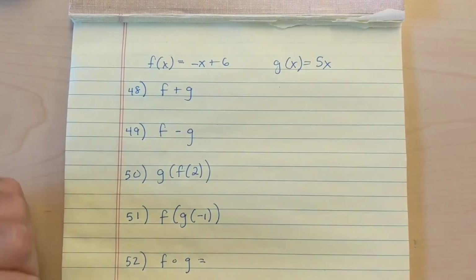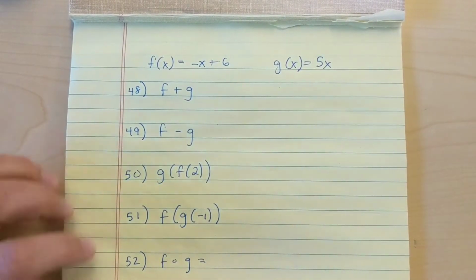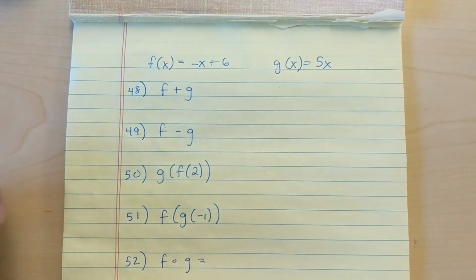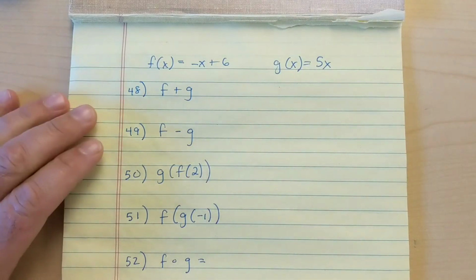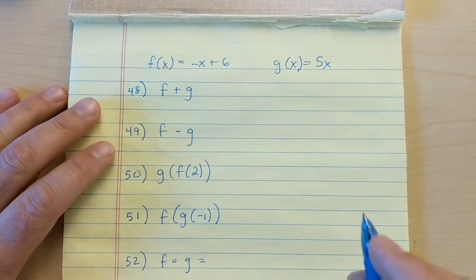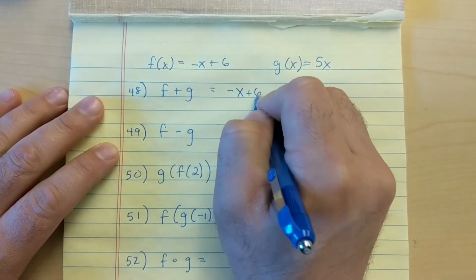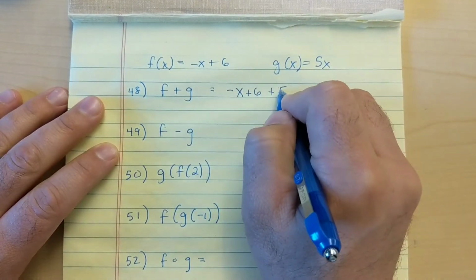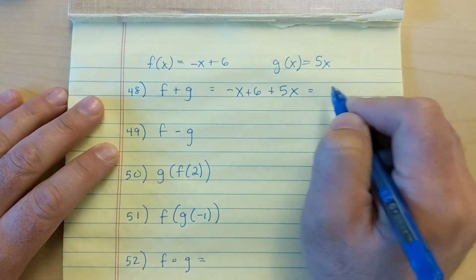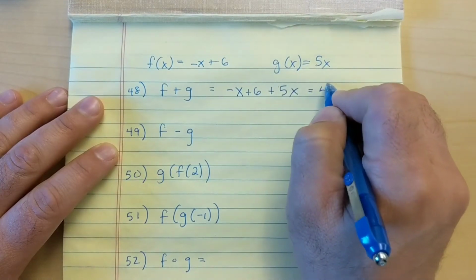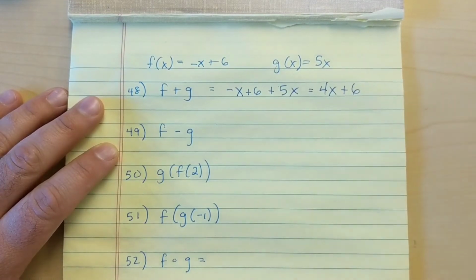Okay, on our review, we have problems 48 to 52 here. We're adding, subtracting, composing, and then dividing in these problems. So first of all, 48, we're just adding f and g. So we just take negative x plus 6, and we add on 5x. Adding them together, 5x and negative x makes 4x plus 6.